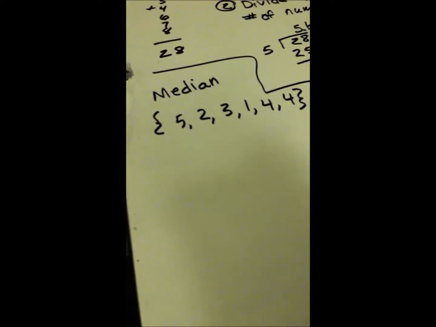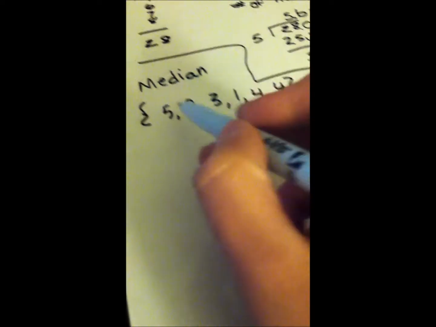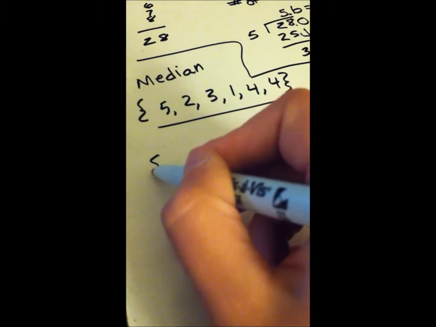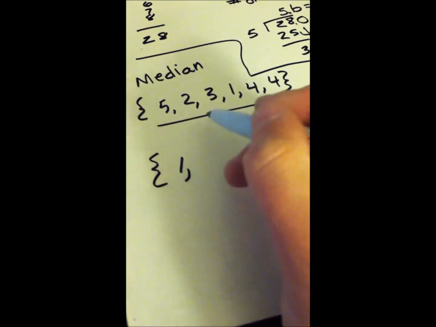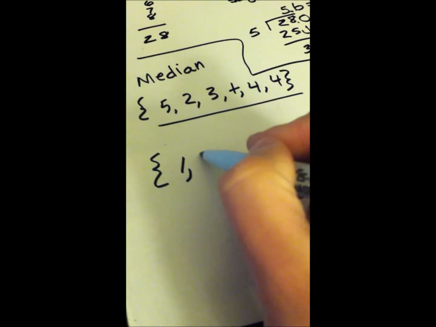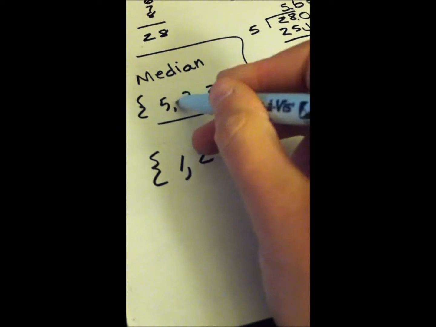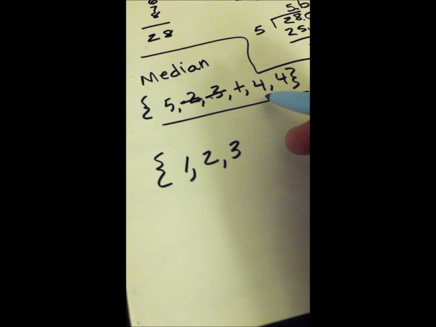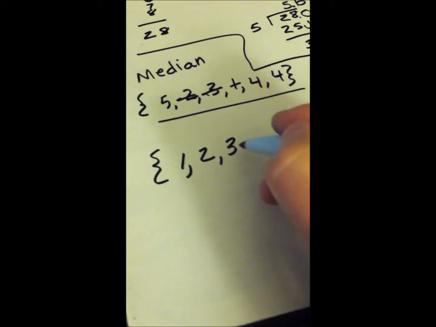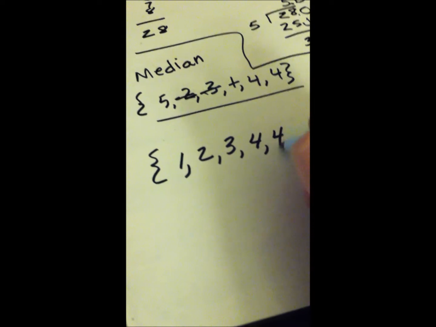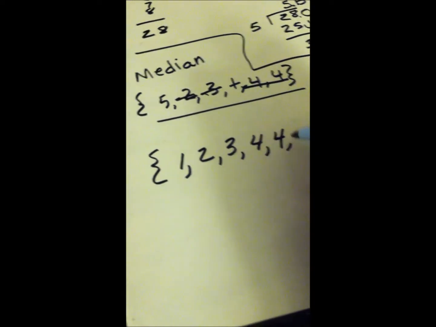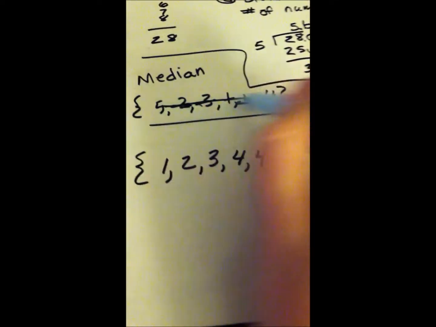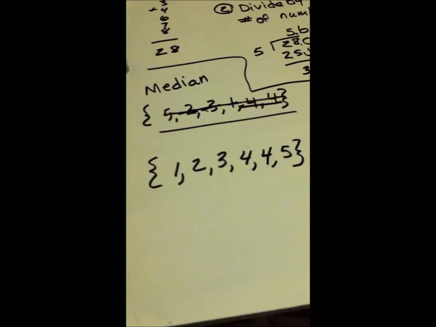Alright, this video is for finding the median. Now, the first thing I do is I take my set of numbers and I need to rewrite them in order. So 1, 2, 3, 2 4s, and a 5. Great. So now I've rewritten my set of numbers and they are all in order.